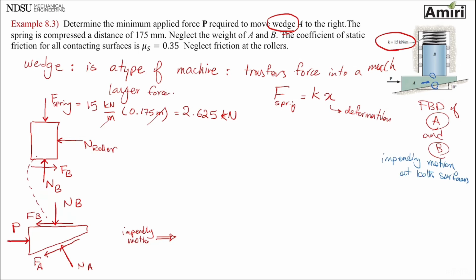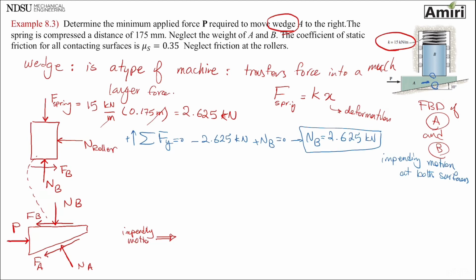So let's see. For B, let me write summation of forces in y equals 0. I have minus 2.625 kilonewton plus NB equals 0. So my NB is 2.625 kilonewton. All right. 2.625.